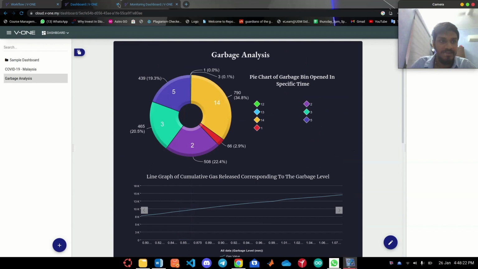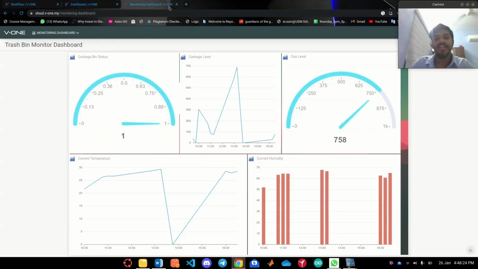Next we move on to the monitoring dashboard. The first one is the garbage bin status. It shows whether the garbage bin is open or not, where 0 is closed and 1 is open.